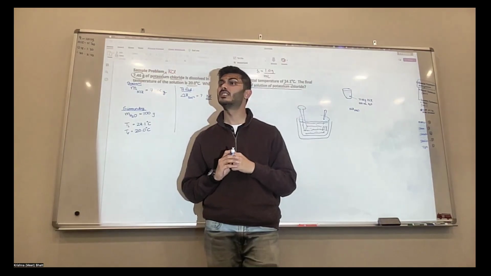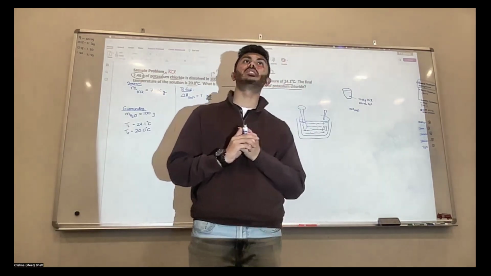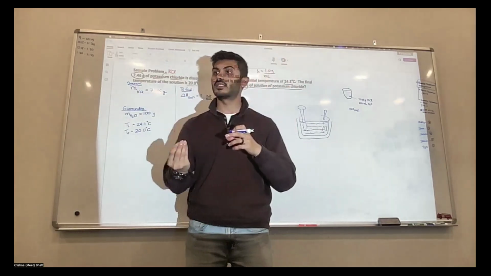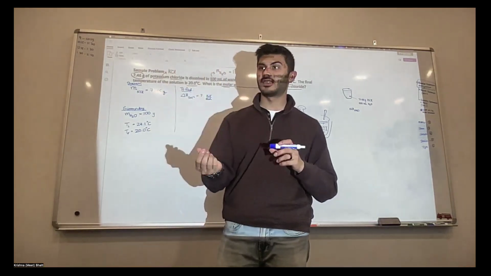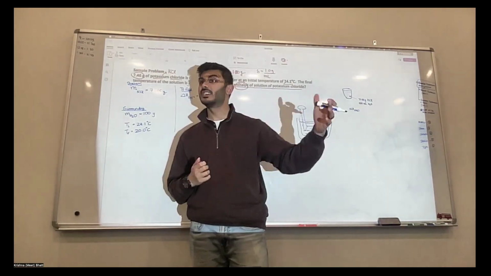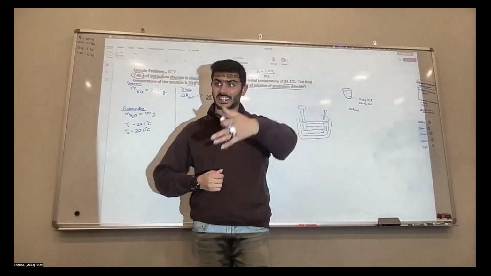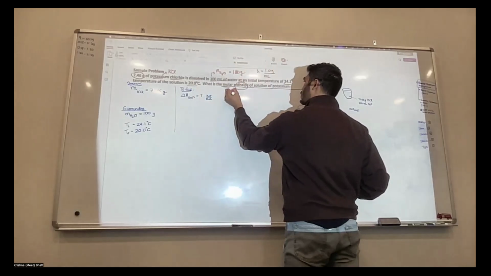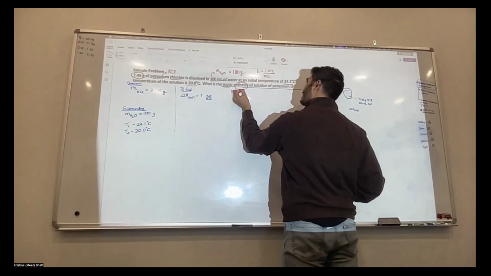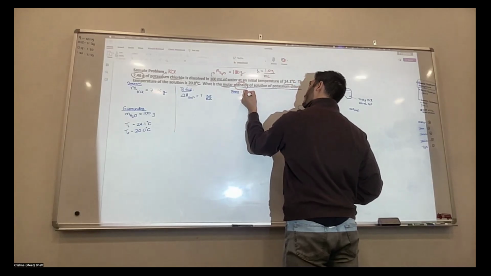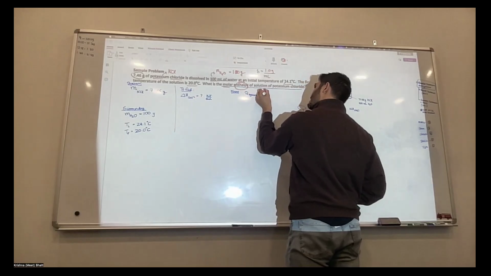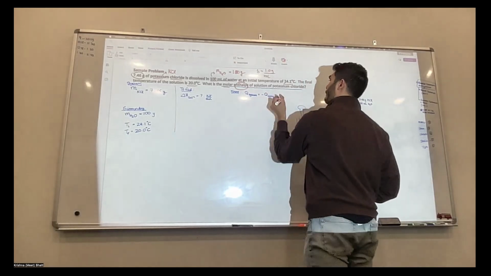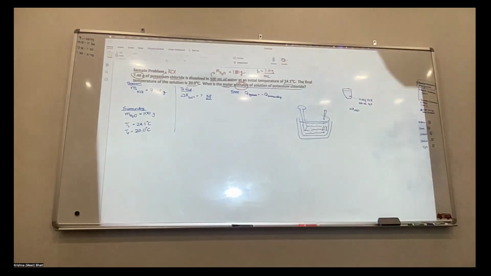Delta E system equals delta E surrounding. E is too broad. Negative. We're thinking about not all energies, but heat. So the heat of the system equals negative, the opposite of the heat of the surrounding. So we know Q system is negative Q surrounding. Any questions about this, guys, so far? Are we okay?